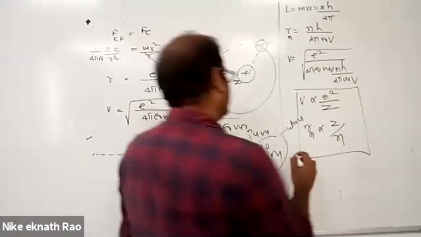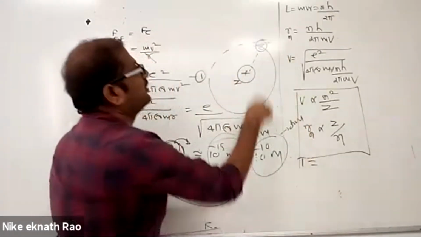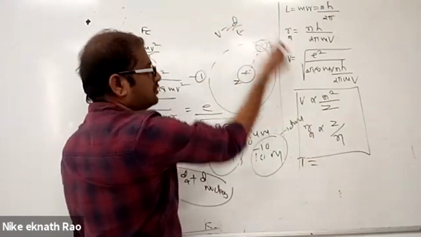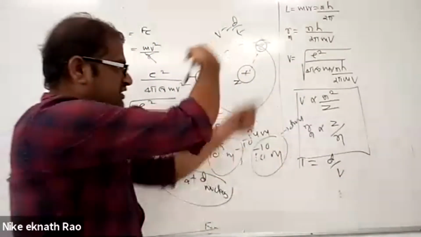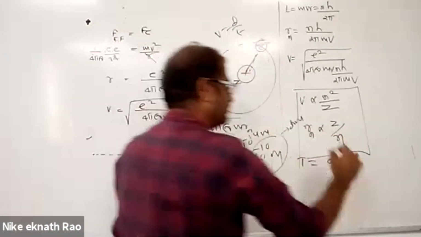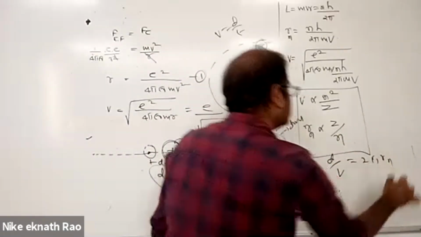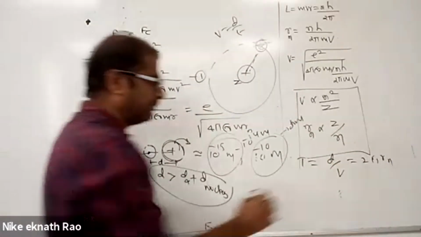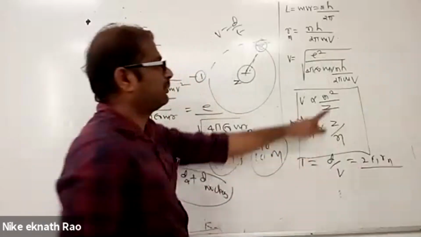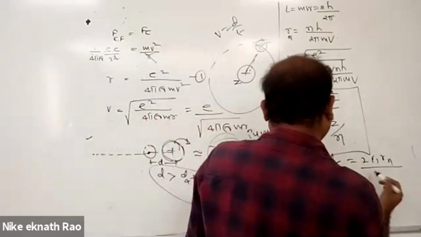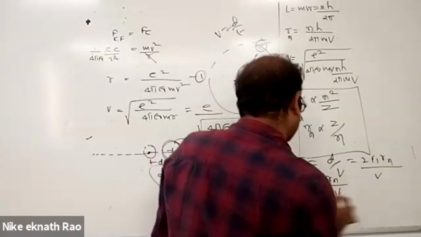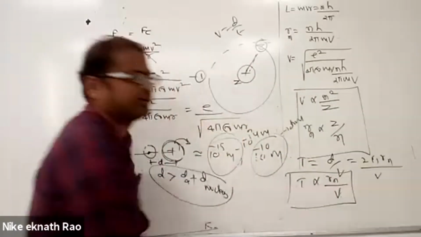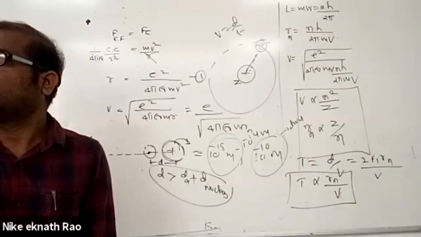So here our time period T, with V equal to d by T, gives T equal to d by V. Time period is proportional to distance by velocity. Distance is what? The perimeter, 2 pi r of the orbit. So for the nth orbit it is 2 pi Rn divided by the velocity. So T is proportional to the radius of the orbit divided by the velocity.